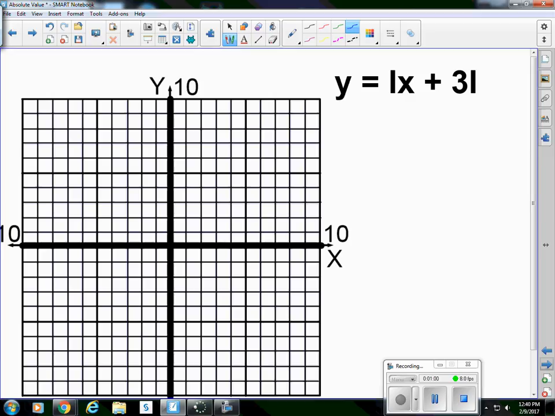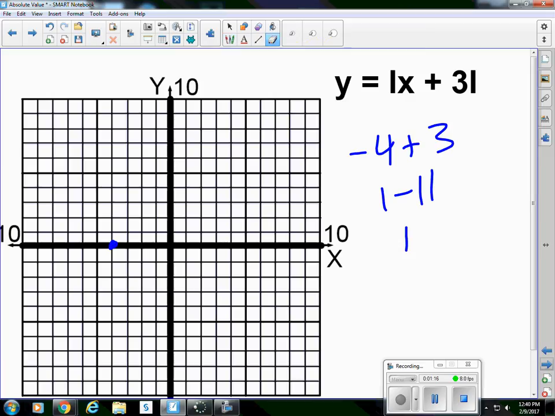If I add 3 before I take the absolute value, let's plug in a value. Let's take negative 4 plus 3. That's negative 1. Well, the absolute value of negative 1 is 1. So if I go to negative 4 in the x direction and then up 1, that point is 1. How about negative 3? Negative 3 plus 3 is 0. The absolute value of 0 is 0. So I go to negative 3, 0.